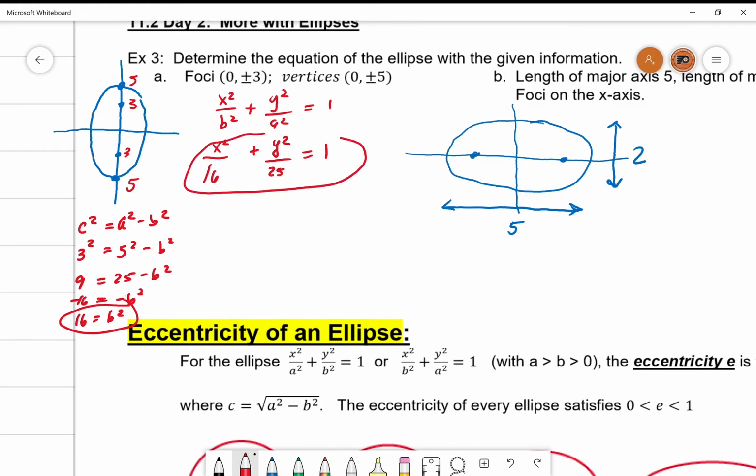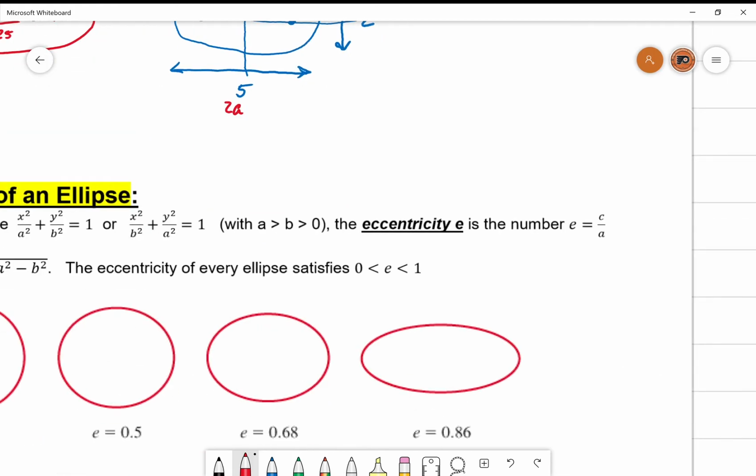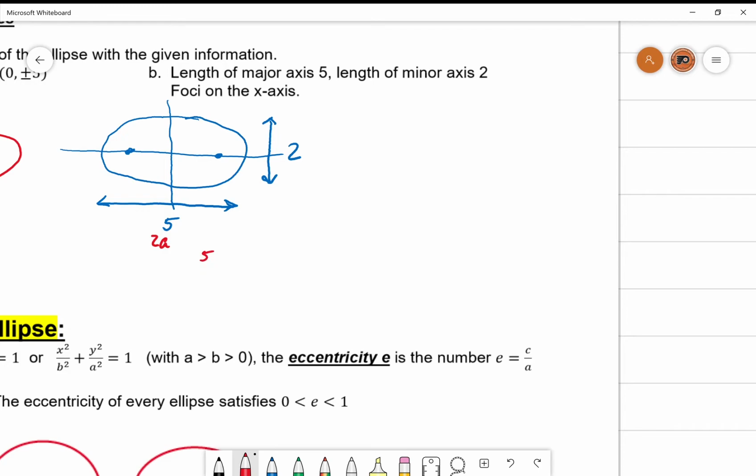There's our equation. Round 2, a little bit more information, a little better information actually. Less work here. Major axis, this is a times 2. So a is 5 halves. And this is equal to 2b, so b is equal to 1. Is it vertically stretched, or horizontally stretched?